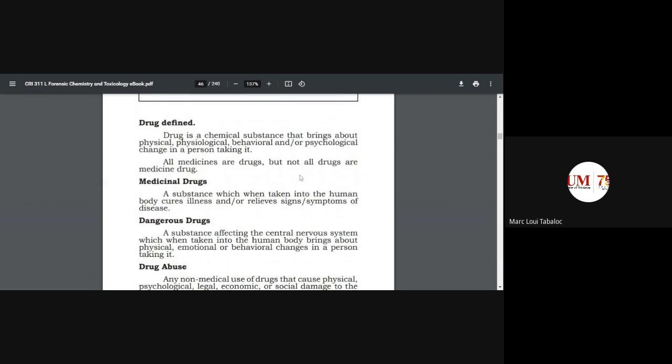Okay? First, let's define those mga basic and needed terms with regards to this. First, let's define what is a drug. So, a drug is a chemical substance that brings about physical, physiological, behavioral, and or psychological change in a person taking it. Okay? Maraming paraan sa pag-intake ng isang drug. And of course, drugs brings physical, psychological, behavioral, or physiological change sa taong nag-i-intake niyan.